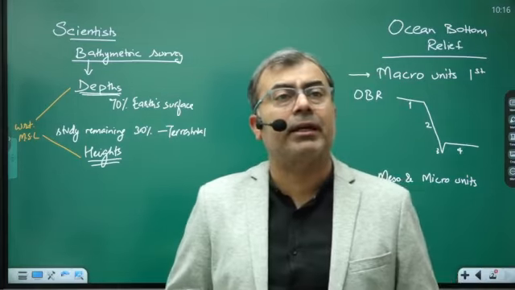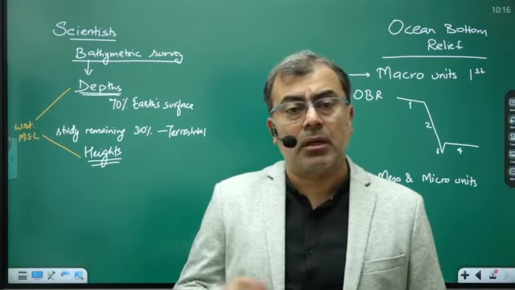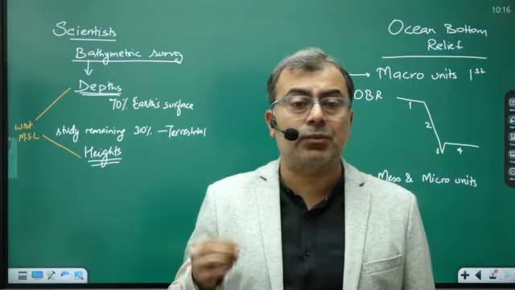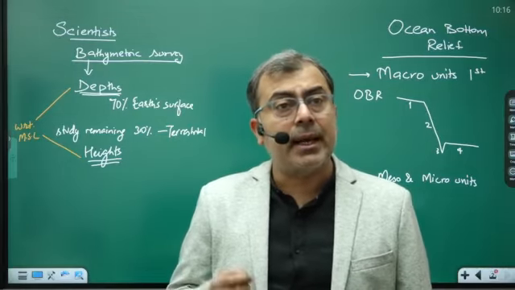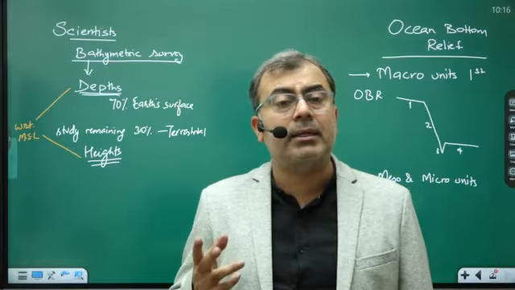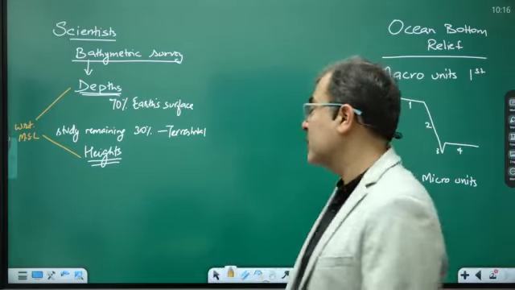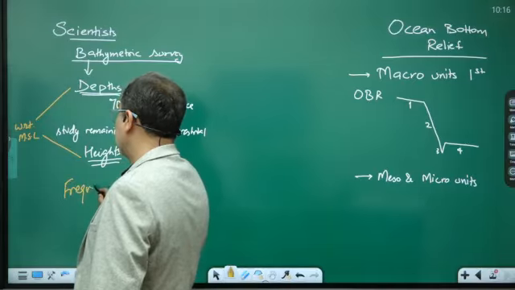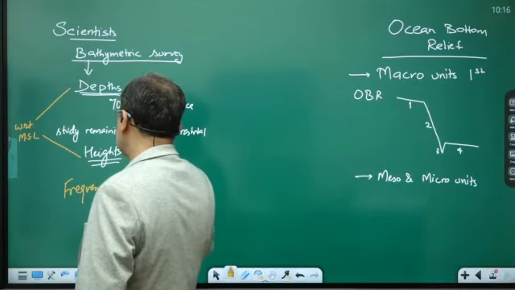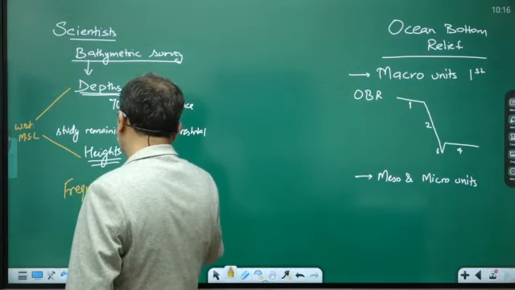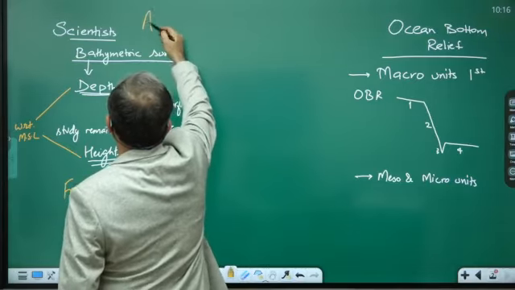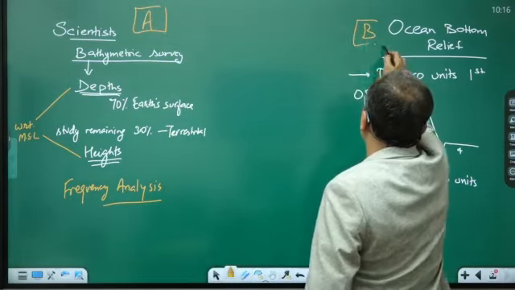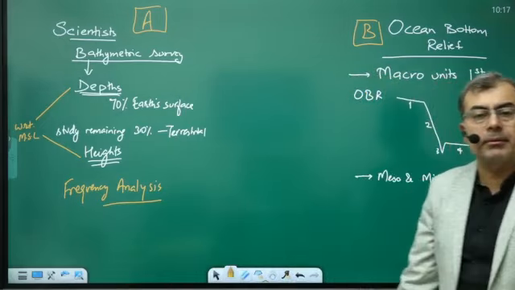They decided to find out what are the areas which are deep on the Earth's surface, what are the areas which are high on the Earth's surface, and then they divided that, and they did a frequency analysis of these. Frequency analysis. So there are two things. One is this and the other is this. Tell me which one will come first.